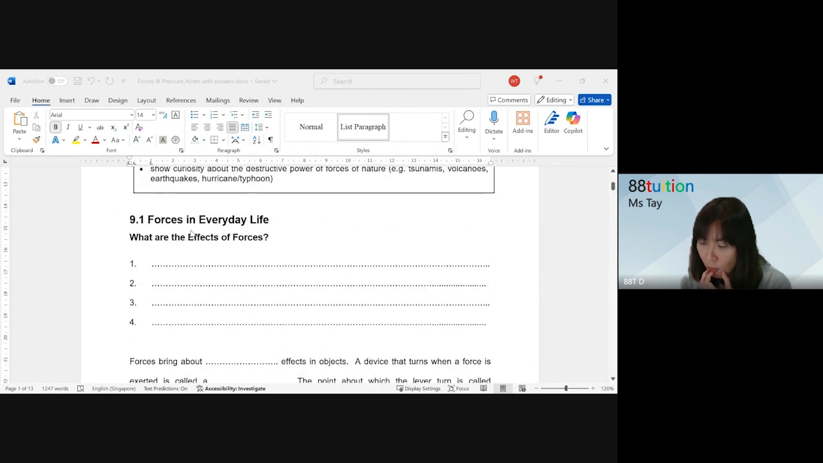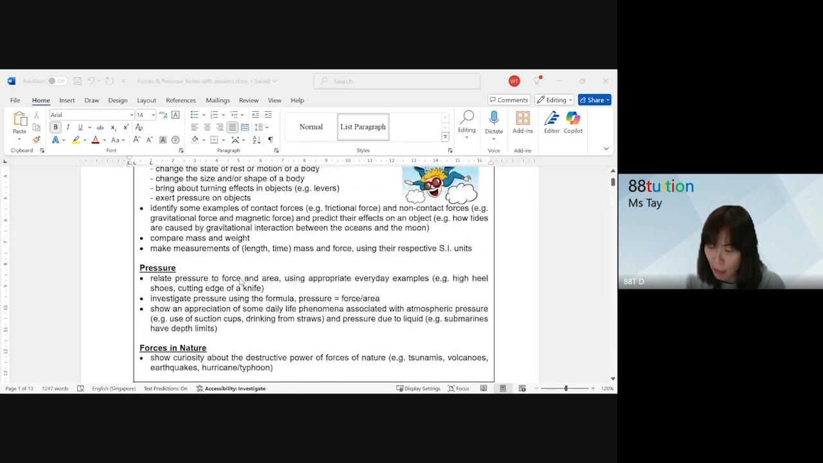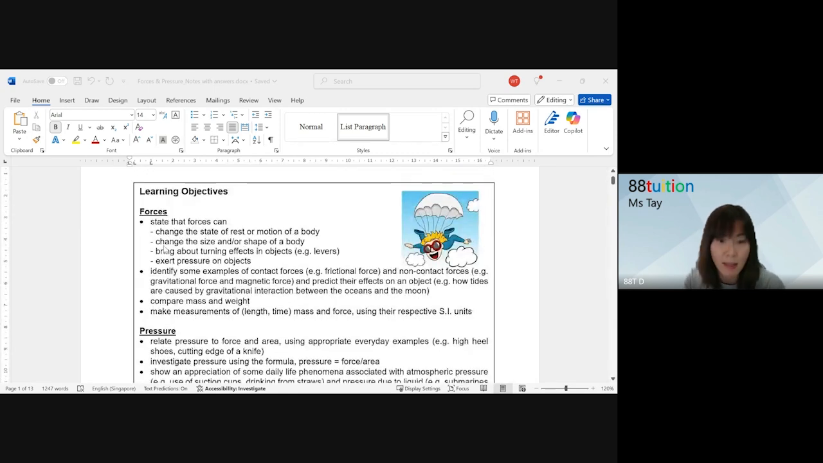Now, forces in everyday life: what are the effects of forces? I have already explained to you just now, so you can tell it's actually these four points. I'm not going to write that down. I'm going to quickly run through these notes. So you are going to copy these four points yourself.